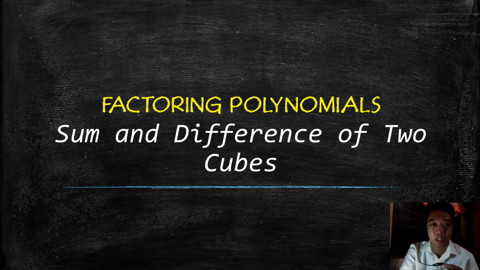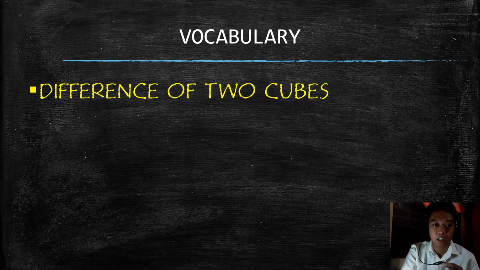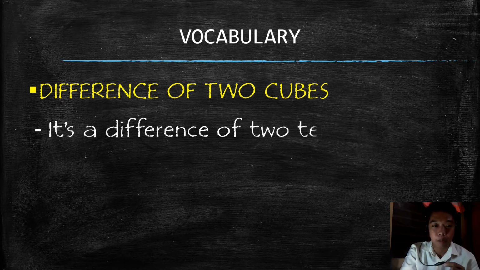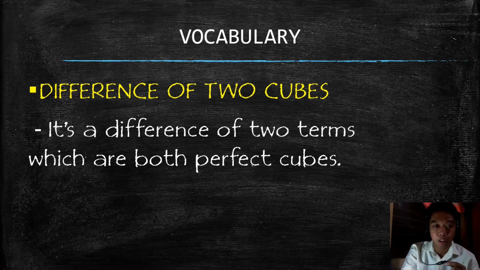So, let's begin with the first vocabulary. Okay, so the first vocabulary is difference of 2 cubes. So, ano nga ba ang ibig sabihin ng difference of 2 cubes? Okay, doon pa lang sa pangalan niya, pag sinabing difference, we are talking about the operation subtraction, tama. Okay, so 2 cubes, so ibig sabihin, dalawang cubes. So pag sinabi natin difference of 2 cubes, it refers to the difference of 2 terms na kung saan yung dalawang terms na yun ay both perfect cubes. Okay, so yung dalawang terms na yun ay perfect cubes separated by subtraction.